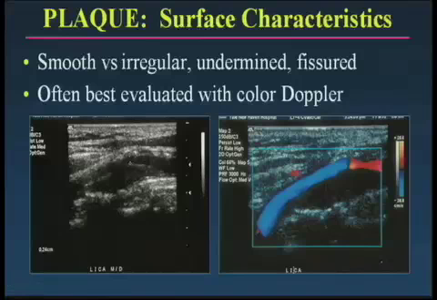The color Doppler can also be very helpful for outlining the surface of the plaque and will help you differentiate smooth, which is relatively benign plaque, from the more irregular, undermined, or fissured plaque that is associated with a worse prognosis. Here on this patient, you can actually see that the surface of the plaque is echogenic, and indeed it looks very smooth, and this is confirmed with the color Doppler. And again, you can estimate that there is about a 50% stenosis there.